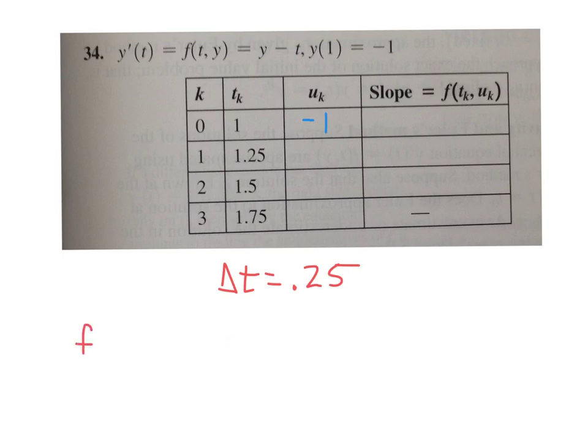Our t is 1 here and our y is -1, and we're getting that from this step here. So we're on this first k step, and we're just going to come up here and plug it in. Our y value is -1 minus our t value of 1. So then our first slope here is -2.